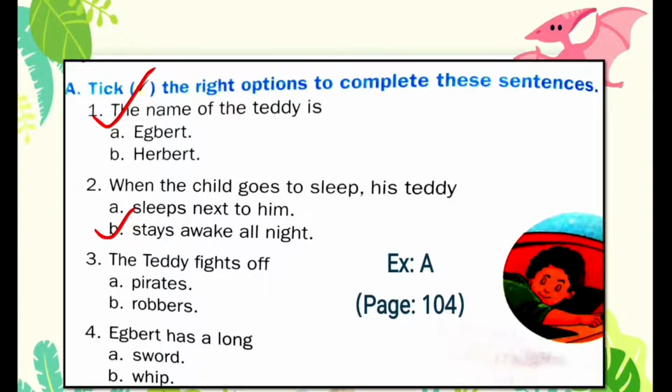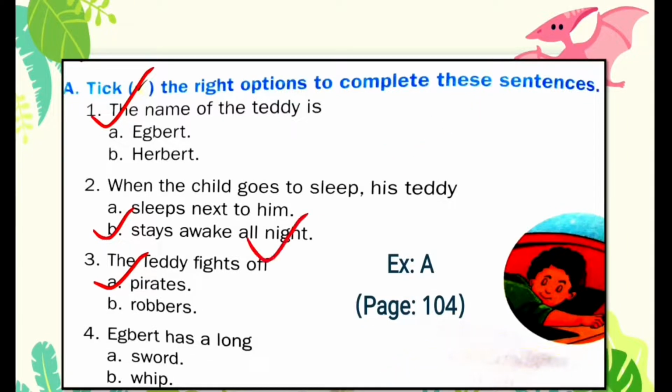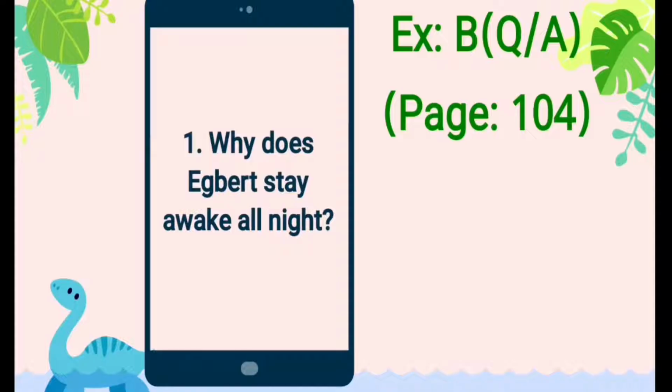The teddy fights off pirates or robbers. Which one? Yes, pirates. Egbert has a long sword or whip. Which one? Yes, just now you have seen this thing, right? It's sword. Yes. Give a tick mark on the right option, okay? So let's go for the next one.